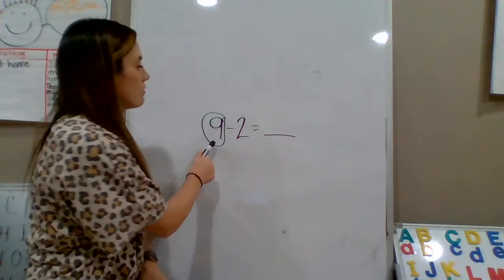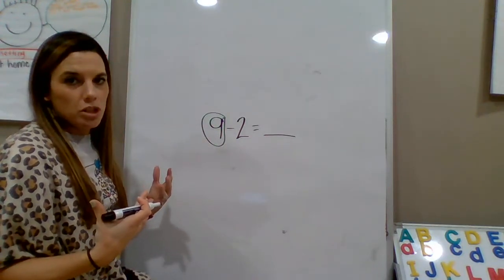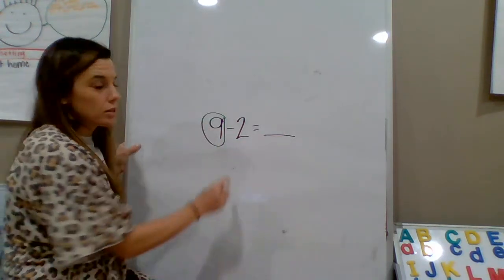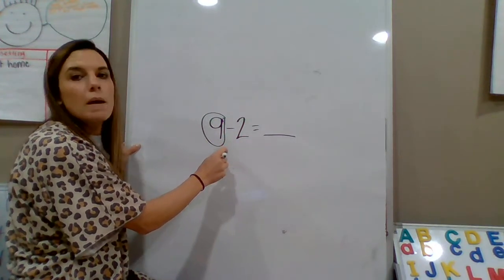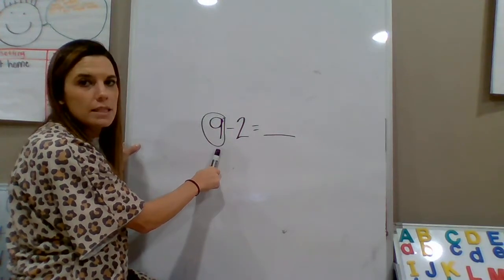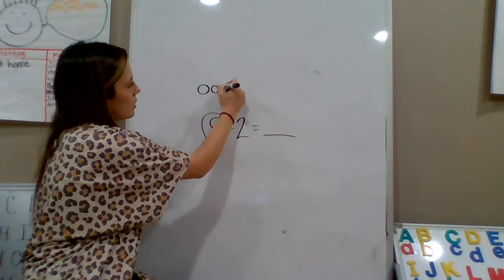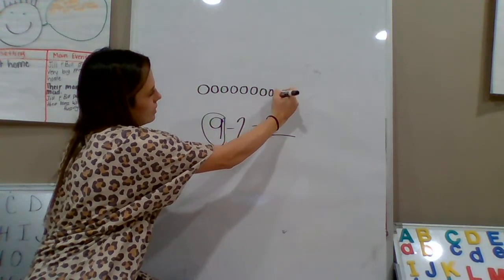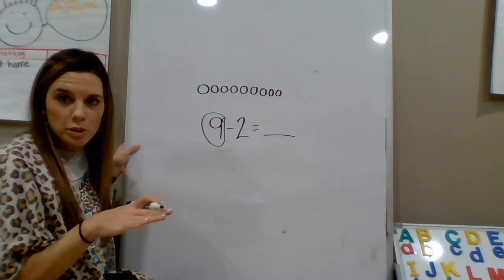So, I have 9 minus 2. I am just going to use a picture to help me solve this problem. I'm going to use my magic circles. I'm going to draw the same amount of magic circles as my biggest number. In this equation, the number 9 is the biggest number, so that's how many circles I'm going to draw. 1, 2, 3, 4, 5, 6, 7, 8, 9. It's going to be super simple.